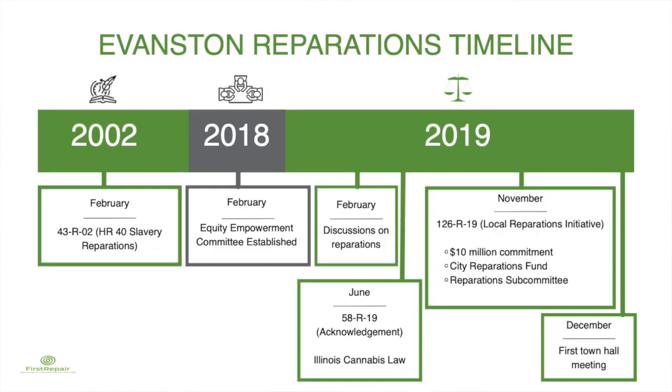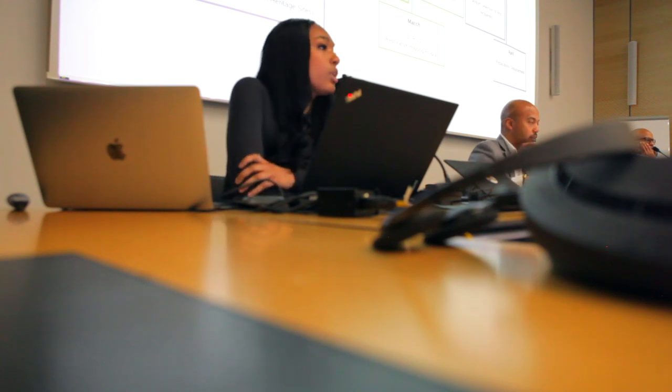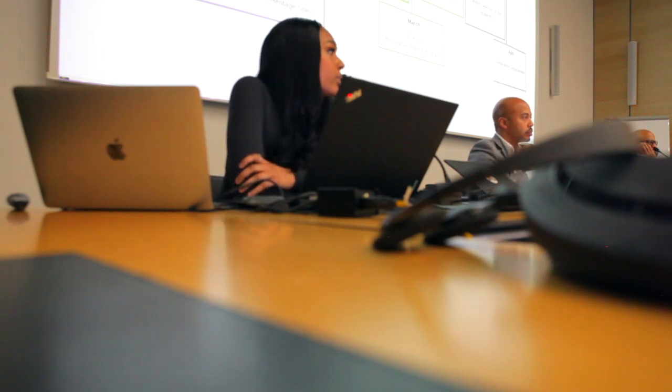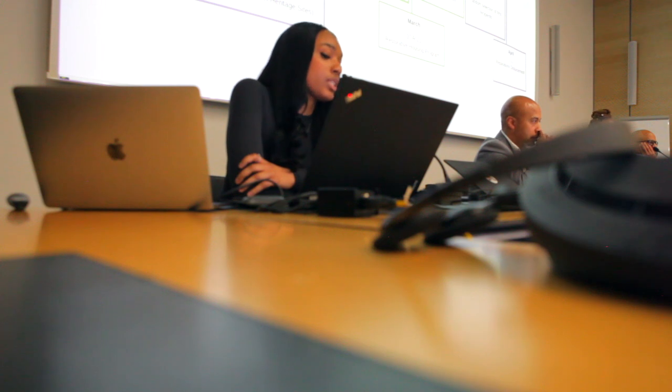So this behind me is a timeline of Evanston's reparations. This work actually began in 2002 and then was reintroduced in 2018. In 2018, it really picked up, and we were ultimately able, in April of 2022, to start dispersing reparations to our Black residents.